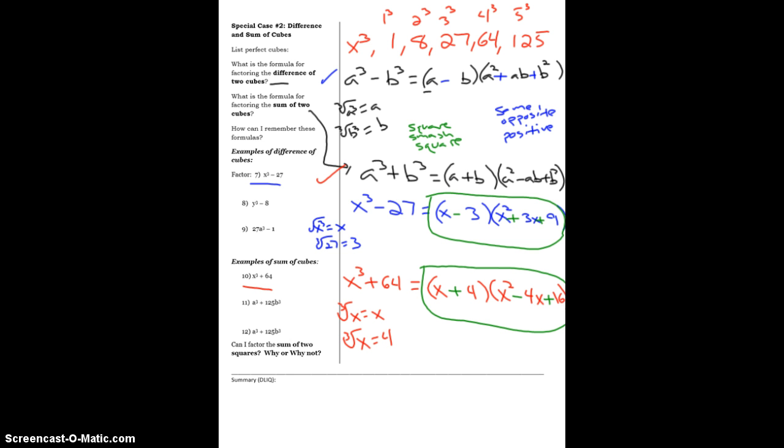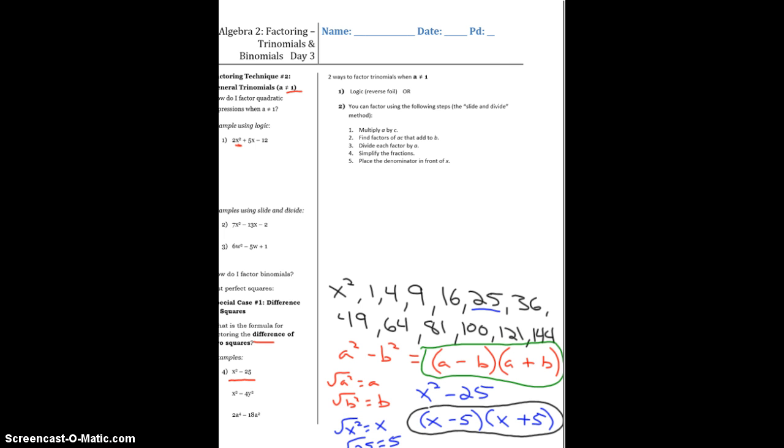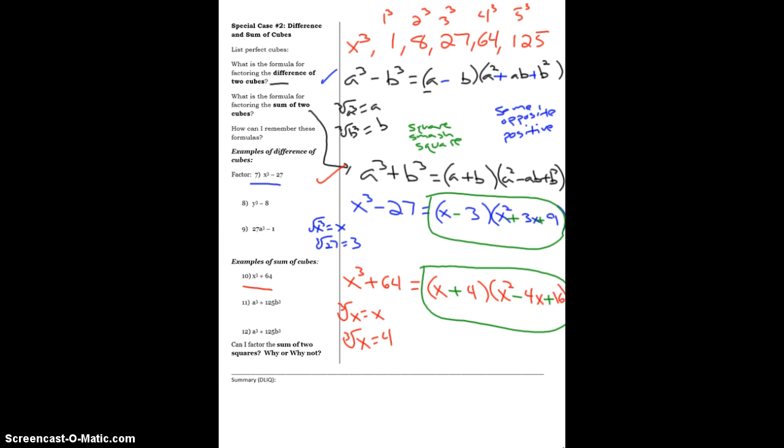Can I factor the sum of 2 squares? So we already saw the difference of squares, right, in this example. And then we also learned about difference of cubes and sum of cubes, which were both very similar. But can you factor a sum of 2 squares? So if you're ever presented with a problem like x squared plus 25, they're both perfect squares, but you have a plus sign right here, right? Okay, a sum of squares is what we call prime. You cannot factor a sum of squares.